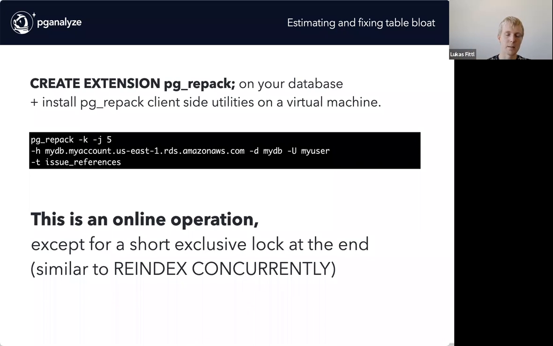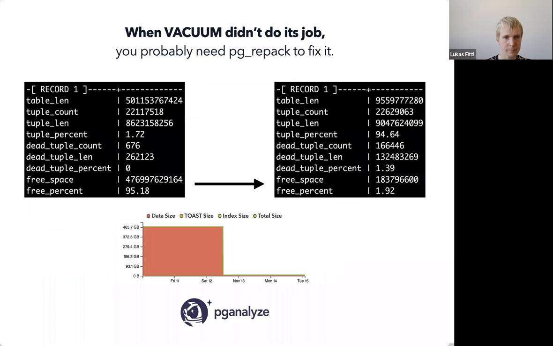And so it's mostly an online operation. There's a very short exclusive lock at the end. It's kind of like a reindex concurrently from a locking behavior perspective.